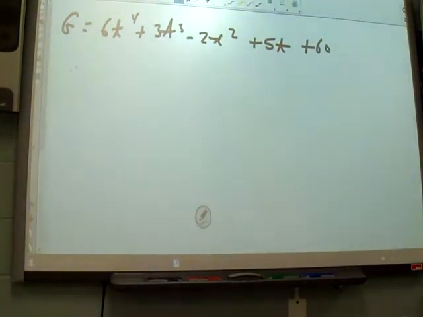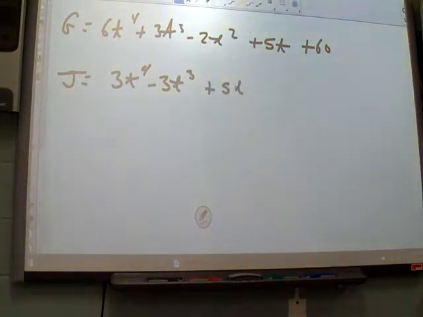J. J is 3t to the 4th minus 3t cubed plus 5t squared. Why would they use it? I know, I don't like it either. Minus 5t plus 45.